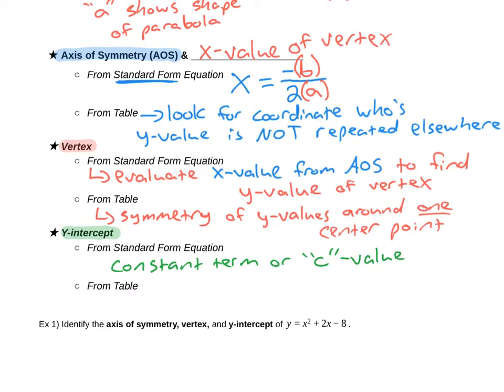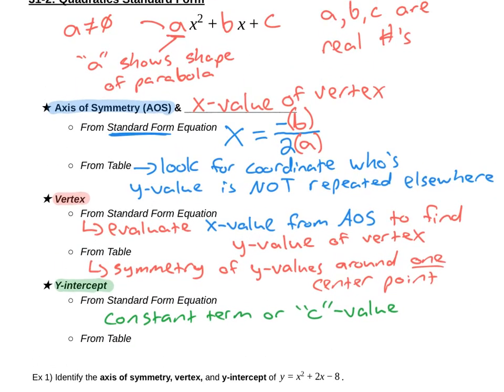All right, let me move up a little bit again, as you can see it, there it is. I'm going to underline this c value up here to remind you that is our y-intercept. We're going to build it to be a coordinate, which we always know what's 0? x is always 0. The y value will be whatever the constant c is.